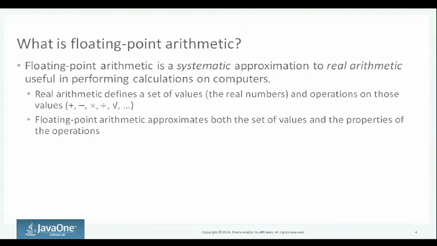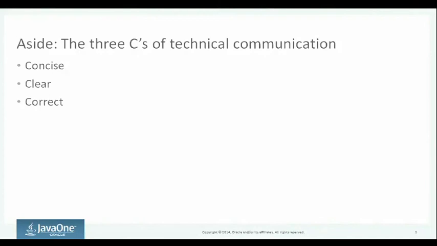So what is floating point arithmetic? Floating point arithmetic is a systematic approximation to real arithmetic that's useful in performing calculations on computers. Real arithmetic defines a set of values as well as a set of operations on those values, and relationships between them. And floating point approximates both the set of values and the properties of the operations on those values.